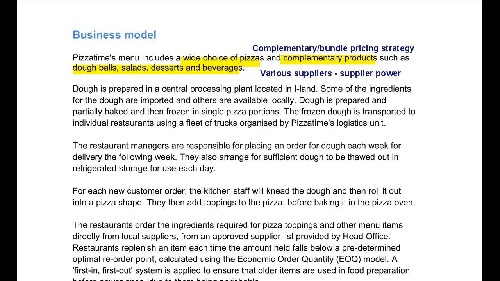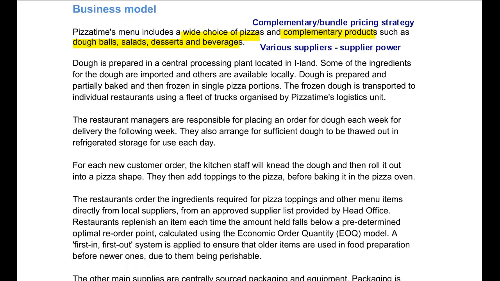So on to dough, which of course is a very important part, or arguably the most important part of any pizza. And the dough is prepared at a central processing plant located in Ireland. So a single factory that creates all the dough and ships it out to all the various restaurants. Now, some of the ingredients for the dough are imported and others are available locally.